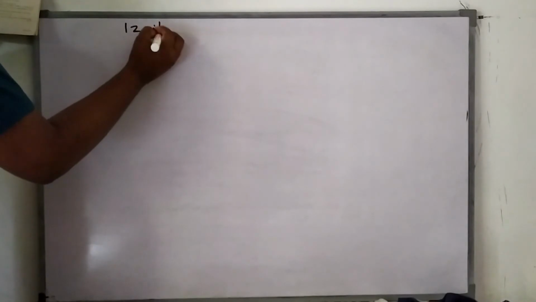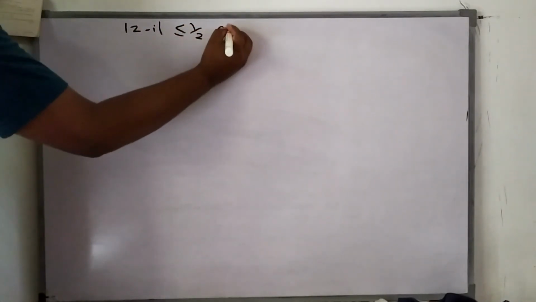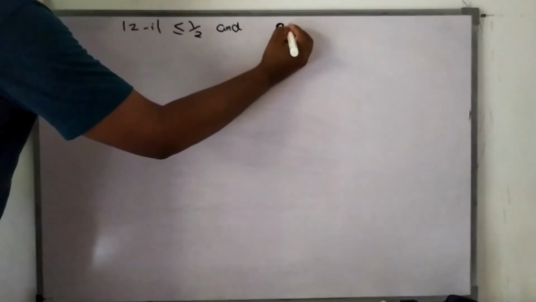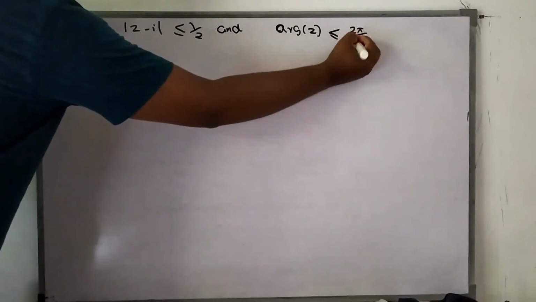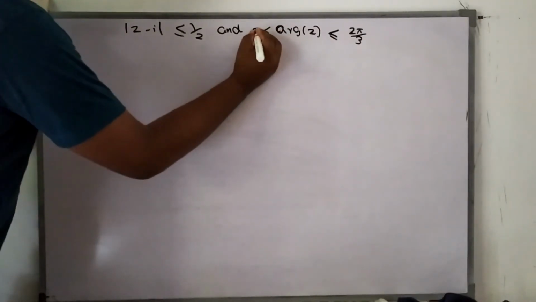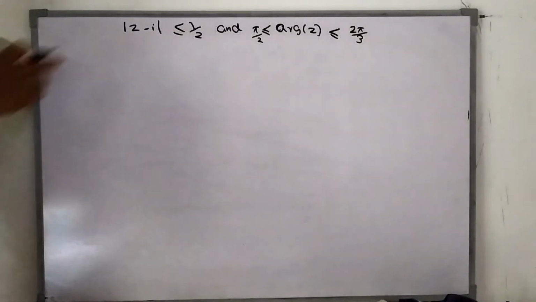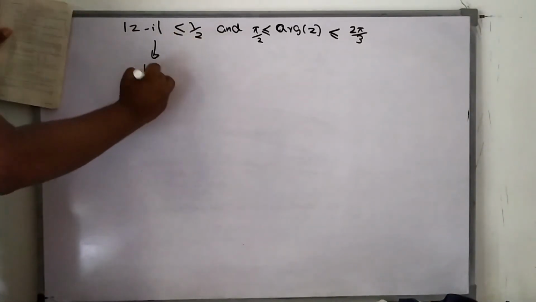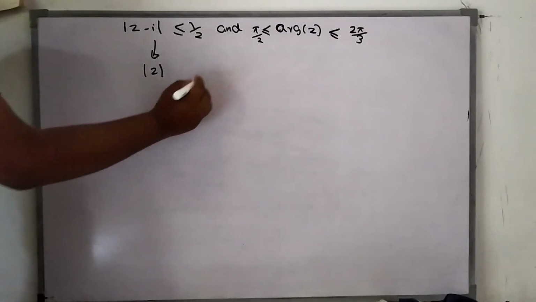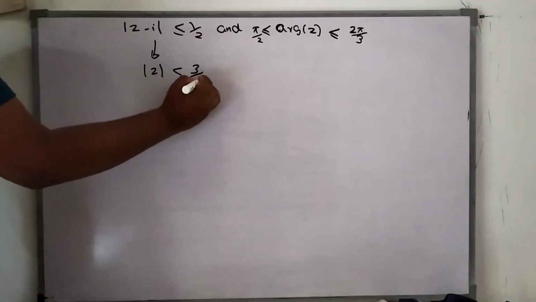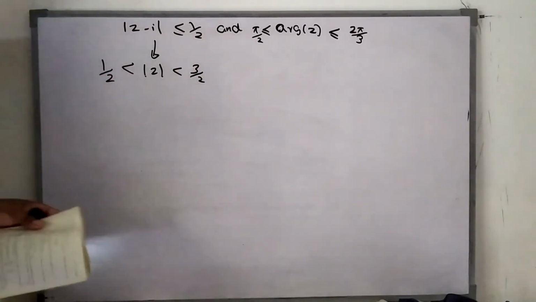We have to shade the region R consisting the set of the points of the Argand diagram representing the z minus I less than or equal half, and argument of z, 2 5 by 3, less than 5 by 2. So what is this? So we already construct this as modulus z. We construct it as modulus z less than 3 by 2 and greater than half, right? How to construct this?